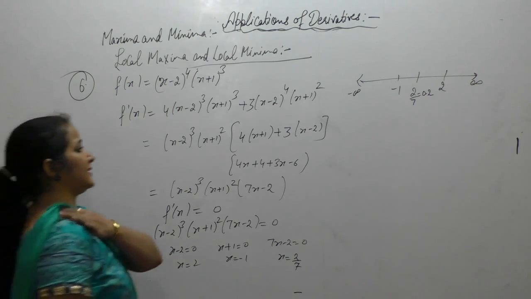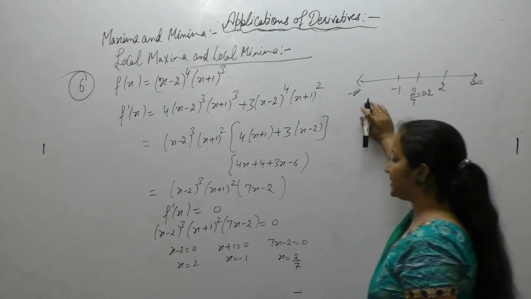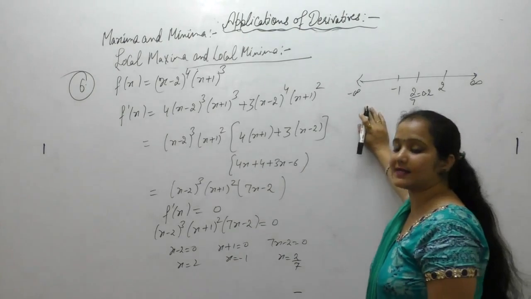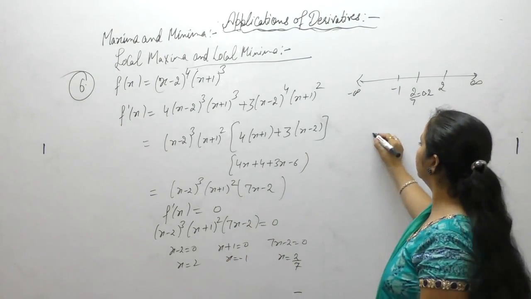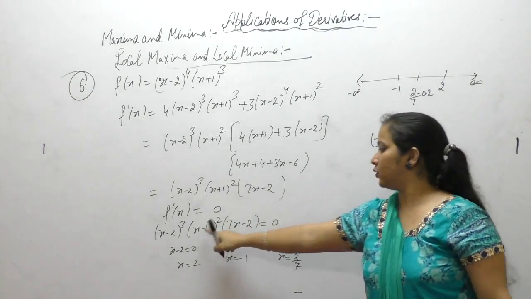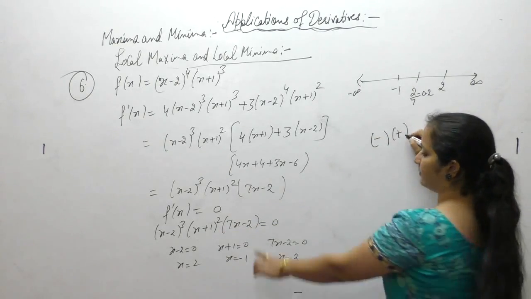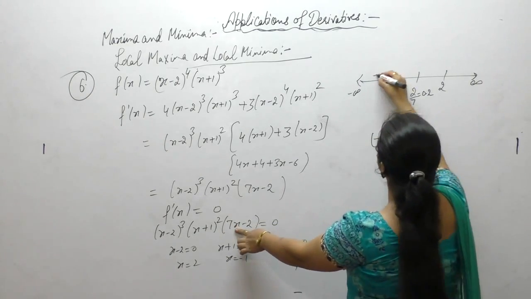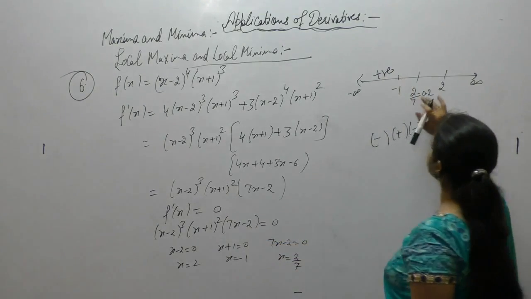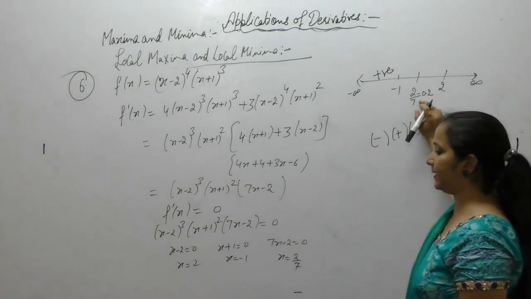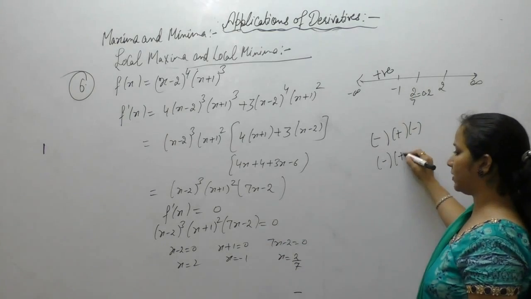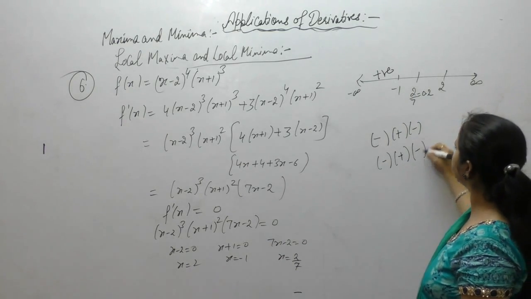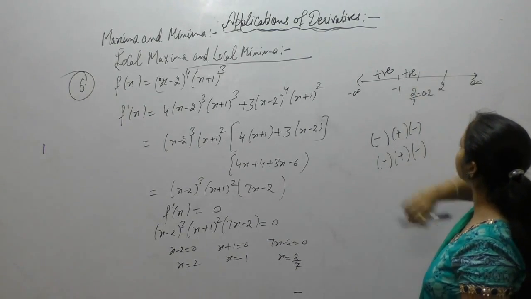Now we have to check the sign. Less than minus 1, let the number be minus 2. Minus 2 minus 2 cubed will be negative, whole square will be positive, minus 2 is negative, so positive. Minus 1 to 0.2: let the number be 0. 0 minus 2 cubed, square is positive, 7 into 0 minus 2, minus minus positive.